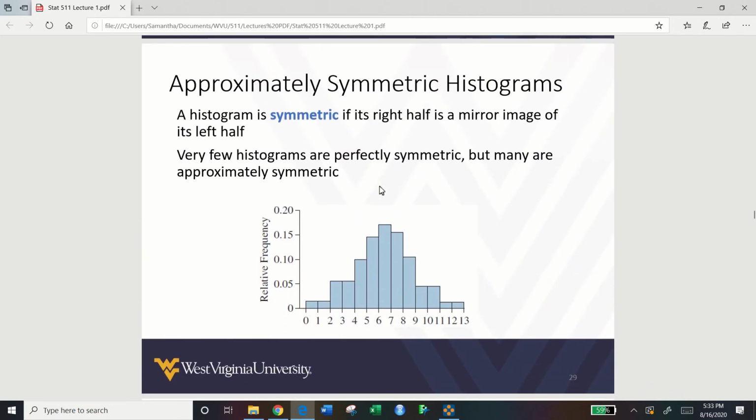Histograms play a pretty important role in statistics. We use them to check assumptions, and therefore we spend a bit more time talking about histograms and how to read them. One thing we concern ourselves with is the concept of being symmetric. A histogram is symmetric if its right half and its left half are a mirror image of each other. Very few histograms are perfectly symmetric, but many are what we call approximately symmetric.